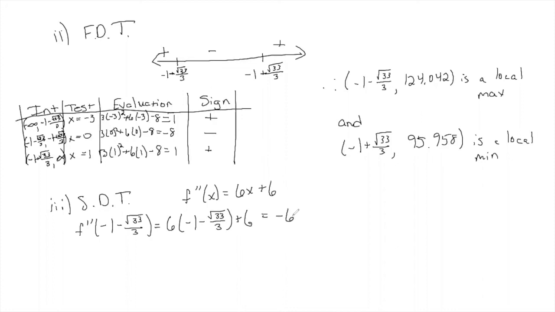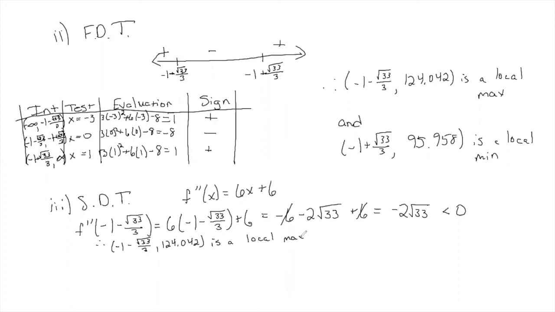Because I get -6. 6 divided by 3 gives me 2. So I get -2 square root 33 plus 6. Okay, well, -6 and +6 cancel. I get -2 times root 33. And that's certainly less than 0. Okay. Therefore, -1 minus square root 33 over 3, comma, 124.042 is a local max.